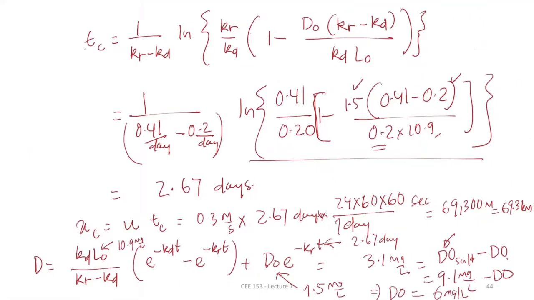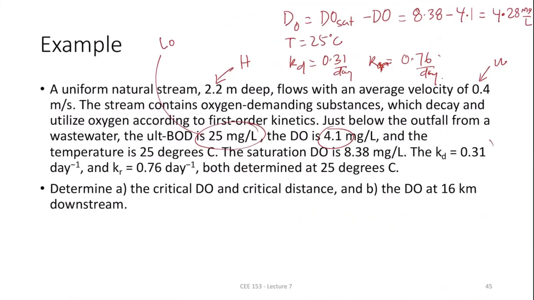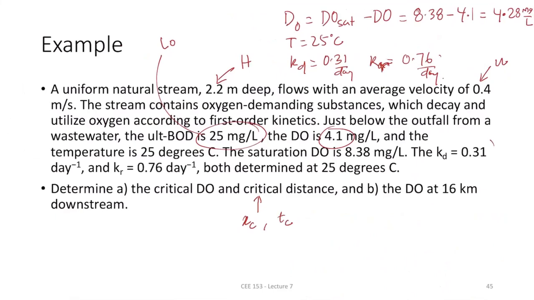If you want to calculate the critical distance, first you have to calculate the critical time. If you know the critical time, you should be able to calculate the critical distance, which is velocity times time. So what I'm going to write is xc equals critical time times velocity. Velocity here is given: 0.4 meter per second, times this tc, which has to be in seconds for you to calculate that.